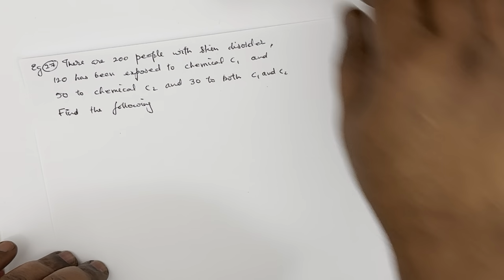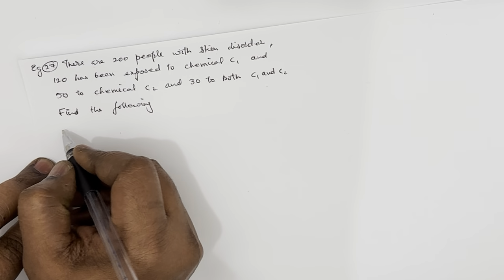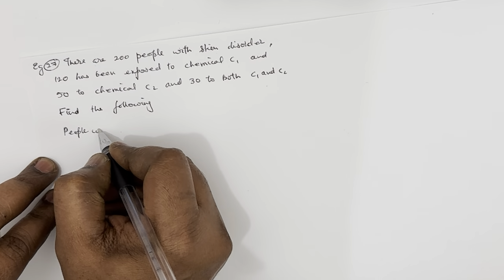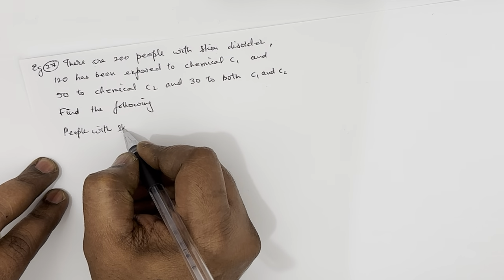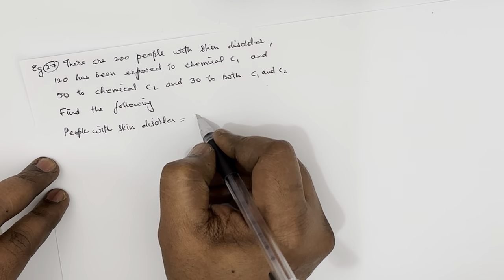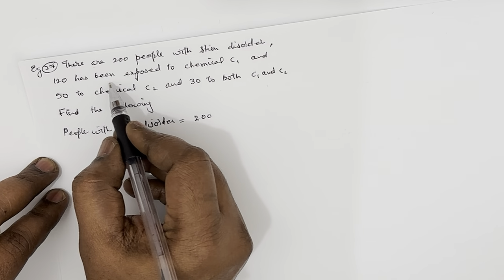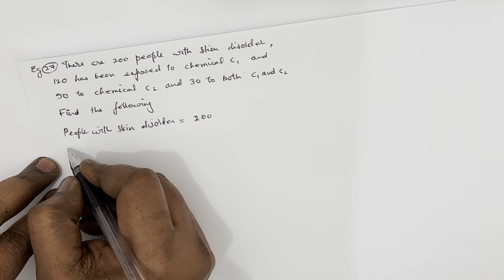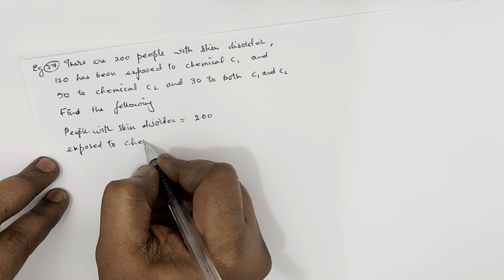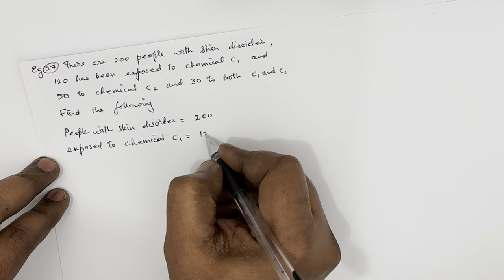So, total people, or people with skin disorder. People with skin disorder is 200 people. Now out of that, 120 have been exposed to chemical C1. So exposed to chemical C1, that is 120.